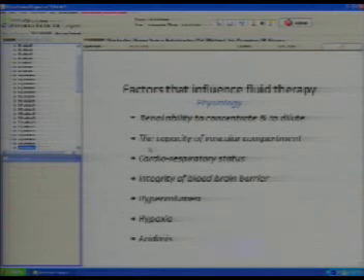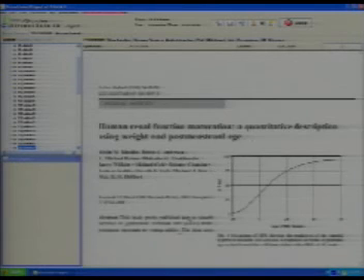What are other factors? Other factors which influence fluid therapy are the ability of the kidney to concentrate or dilute, and the capacity of the vascular compartment. Younger children have a lesser compartment because it has not opened up, because unless the muscular activity increases, the peripheral vascular compartment is not well developed. Others are cardiovascular status, integrity of the blood-brain barrier, hypovolemia, hypoxia, and acidosis. These are factors which influence fluid therapy.